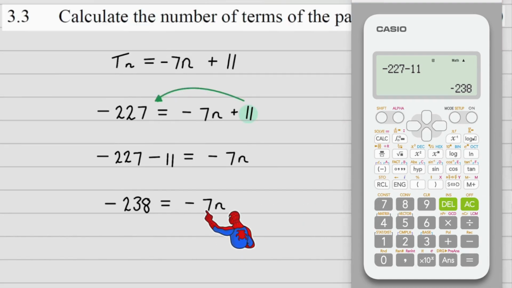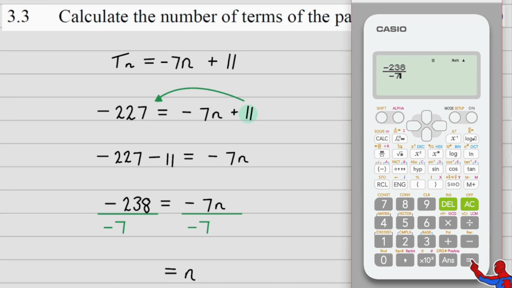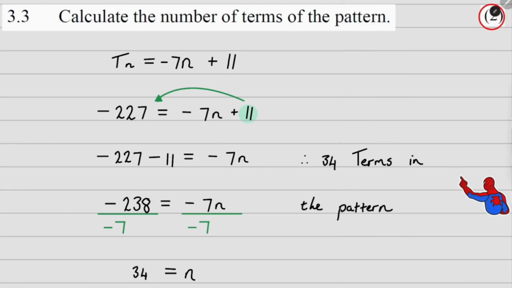And now I just need to get rid of this negative 7 by dividing both sides by it. And then these minus 7s over here will cancel with one another. Slap the left hand side into your calculator and you get 34, which means there are 34 terms in this pattern. Okay, let's have a look where the marks come from. We are going to get 2 marks, one for subbing in that minus 227 into Tn's place, and the second mark comes from your correct final answer of 34.